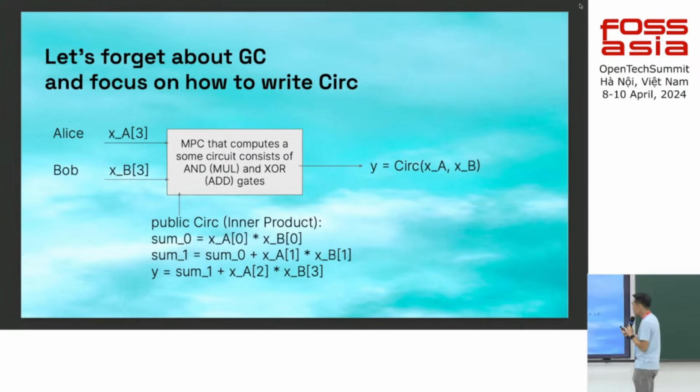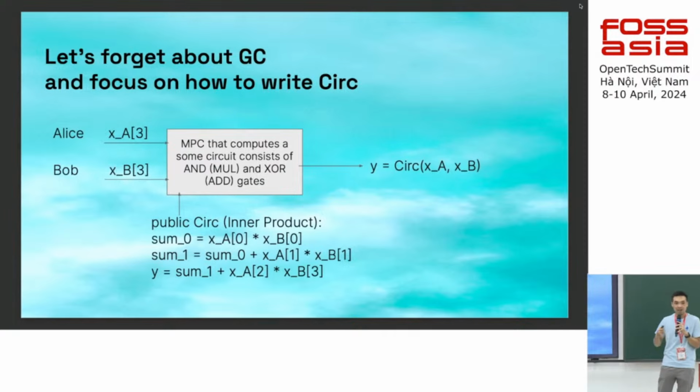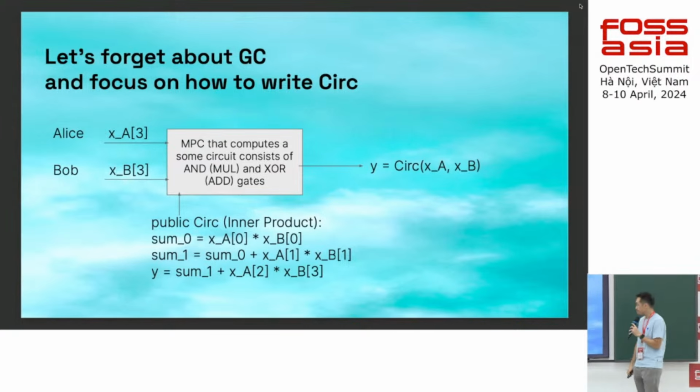Thành ra việc sử dụng kỹ thuật garbled circuit hay nói chung là sử dụng kỹ thuật MPC, nó đều quay vòng quanh vấn đề là làm sao để mình mô tả cái điều mình muốn tính toán. Nó khó như thế nào, nó dễ như thế nào.